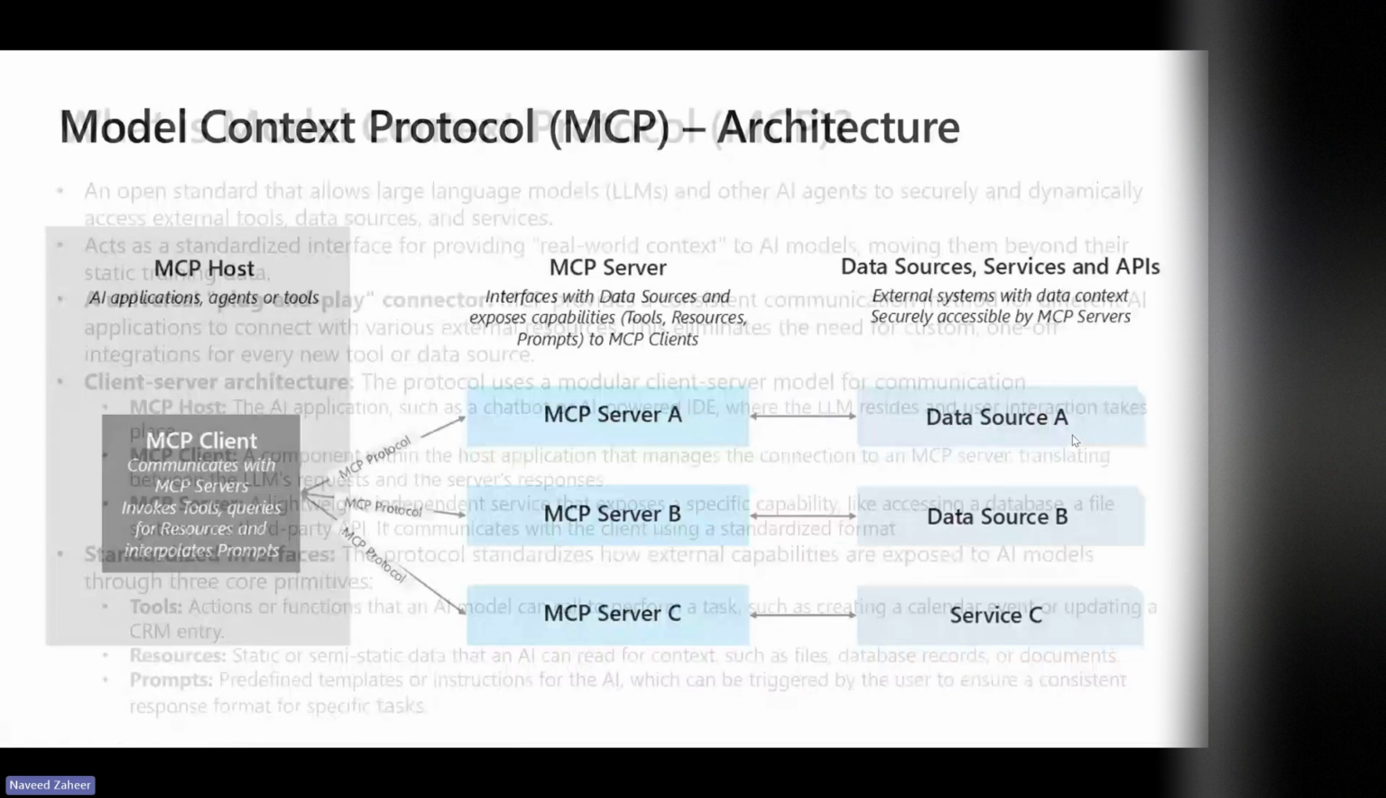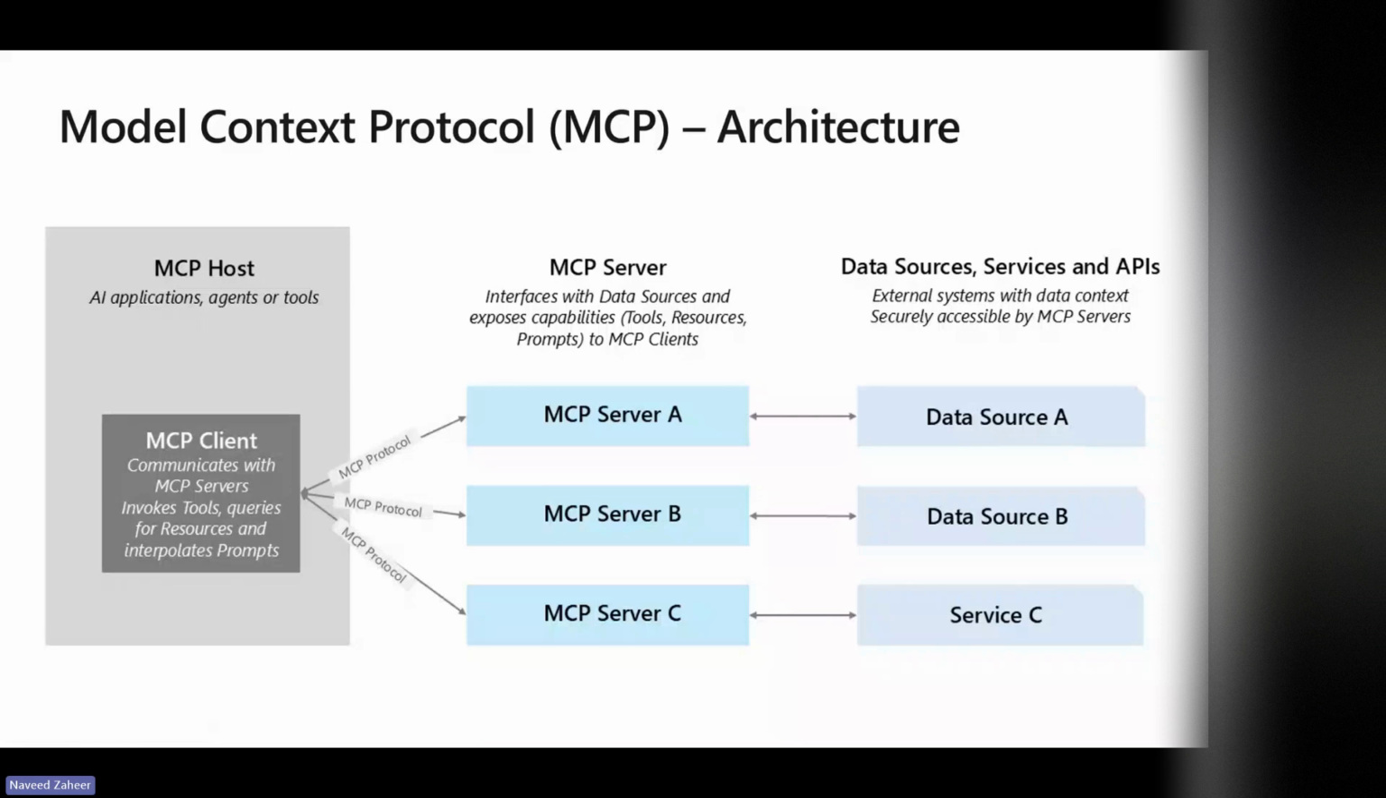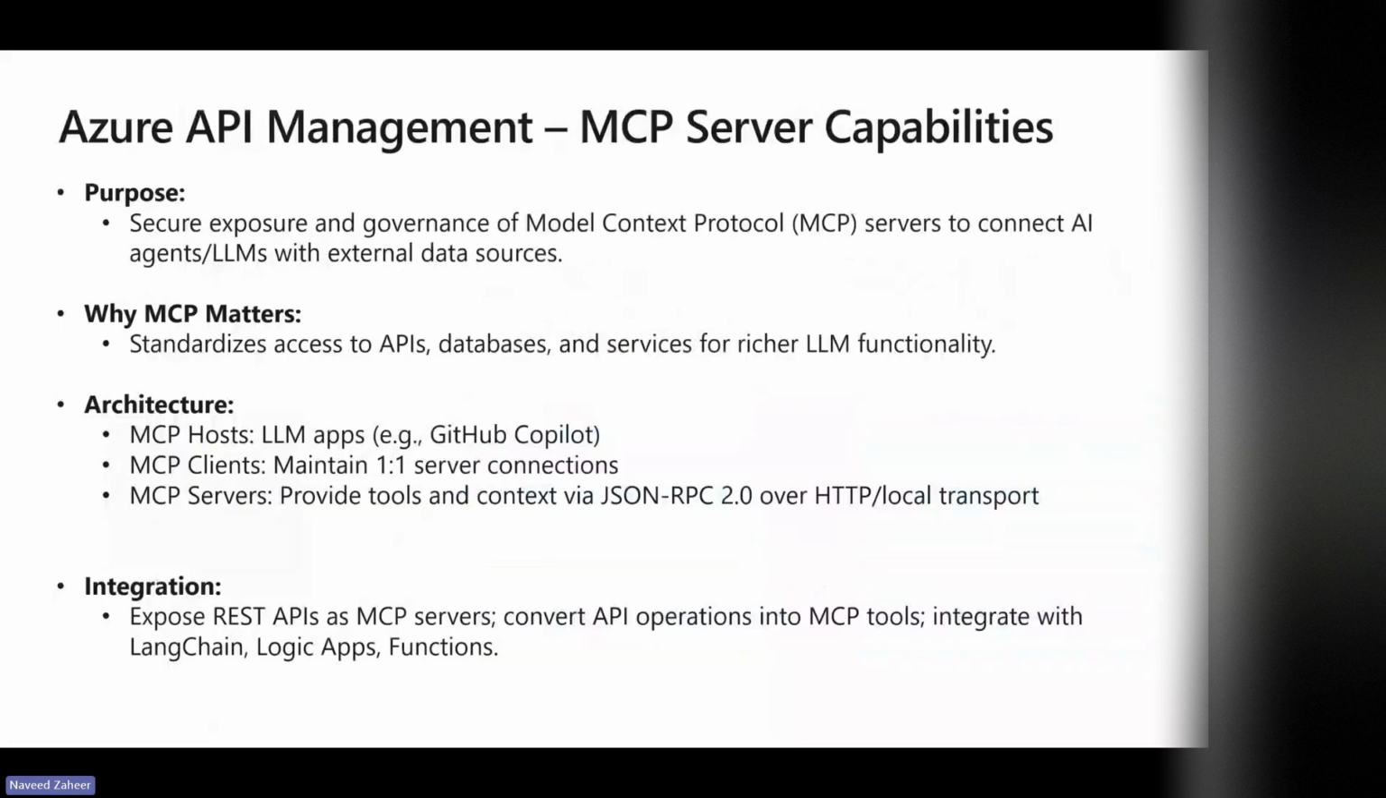Let's move on to the next slide. This is our high-level architecture. As you can see, you have an MCP host, which is an AI application, and it's talking to the third-party data sources A, B, and C through three MCP servers. So the MCP server is kind of in the middle tier and provides you the ability to connect. So that's a quick level set on MCP. We have talked about it before.